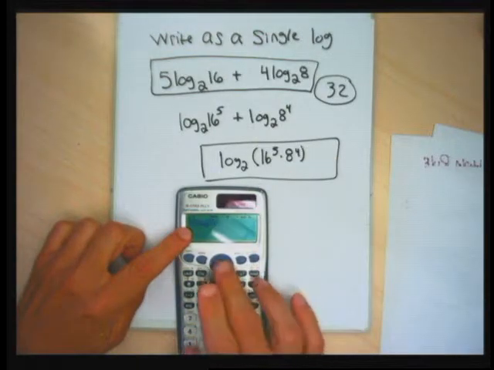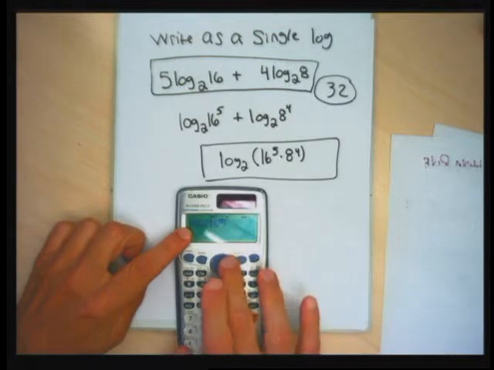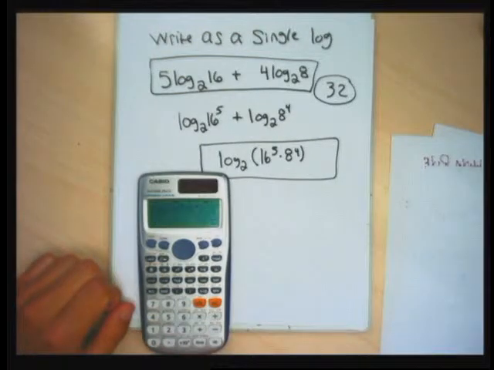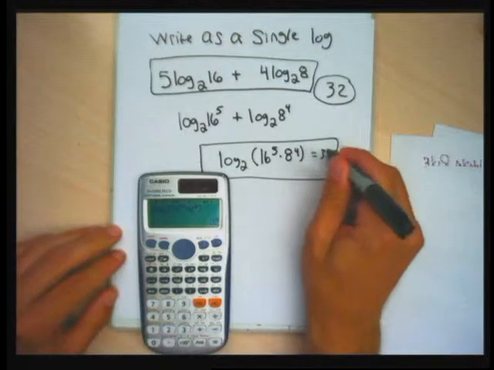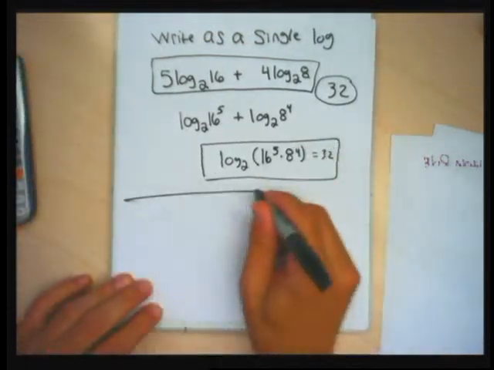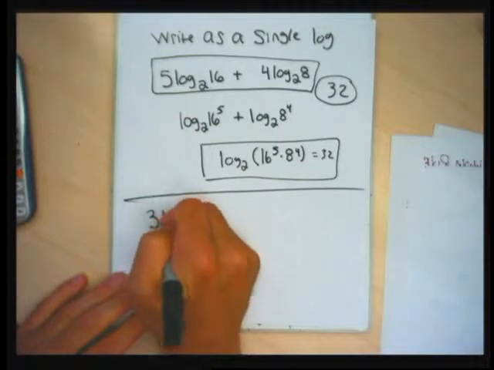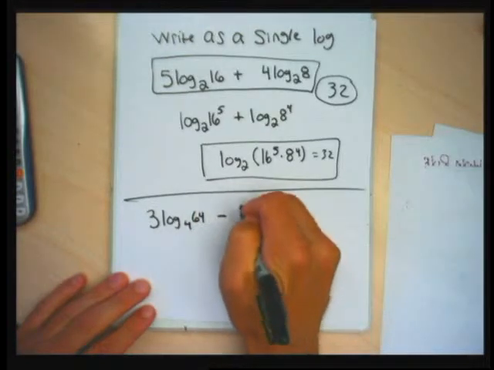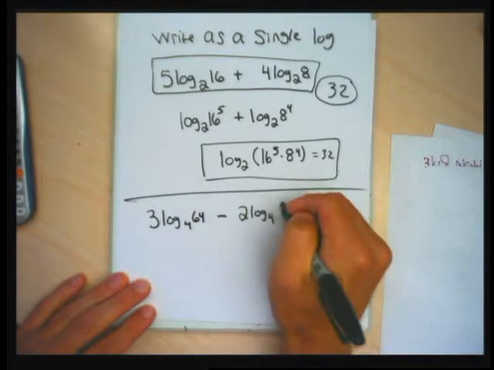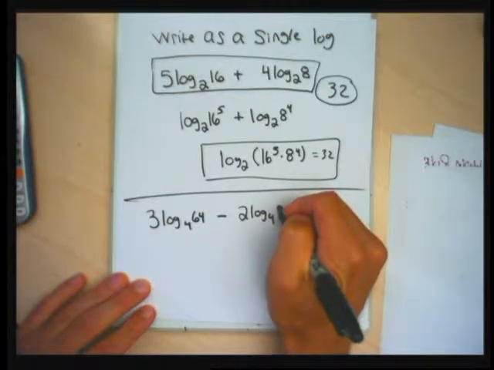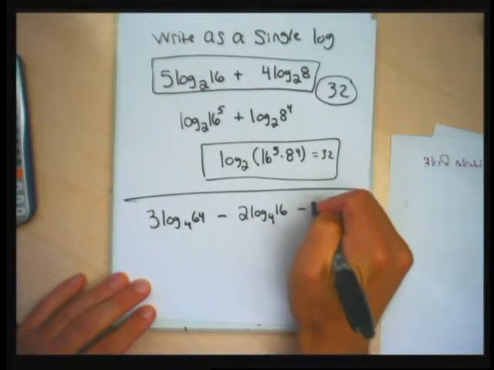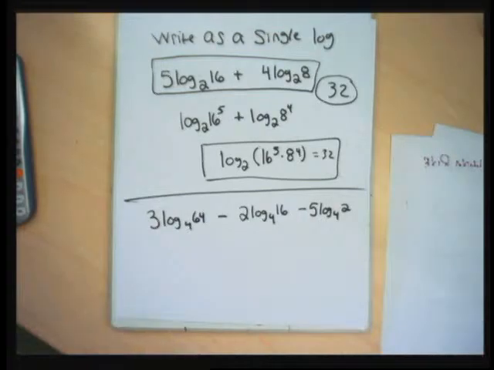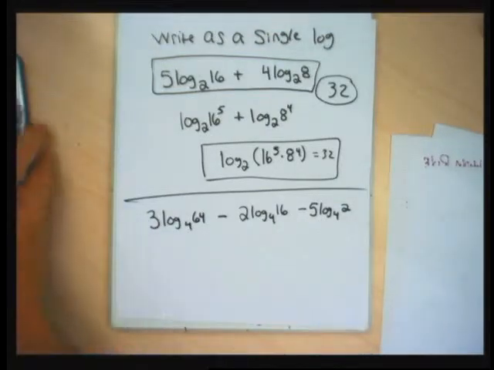So if I do the log base 2 of 16 to the 5th times 8 to the 4th, for me to be successful here, this has to be 32. And it is. So I've successfully written this as a single log. Let me do a more complex problem. 3 times the log base 4 of 64 minus 2 times the log base 4 of 16 minus 5 times the log base 4 of 2. Let me figure out what this equals and then write them as a single log.